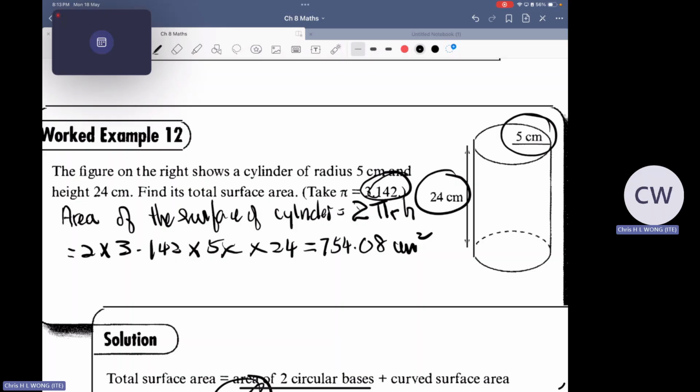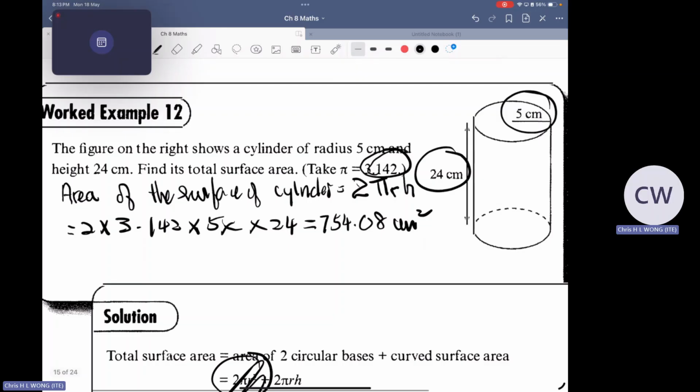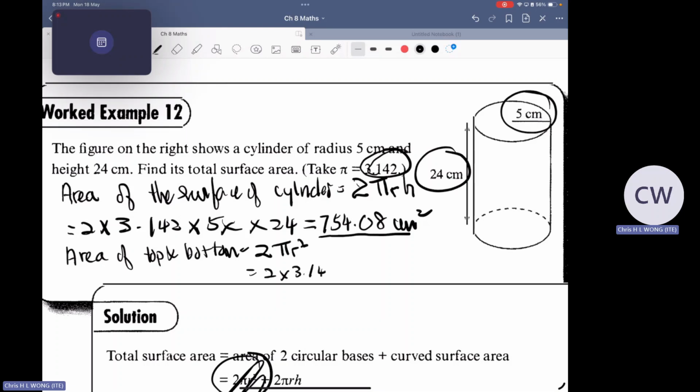Now I calculate the top and the bottom, which is pi r square times 2. So area of top and bottom, I underline first, because you need to add them together. Area of top and bottom equals 2 pi r square, 2 times 3.142 times 5 square. Answer? 5 times 5 is 25. 25 times 2 is 50.